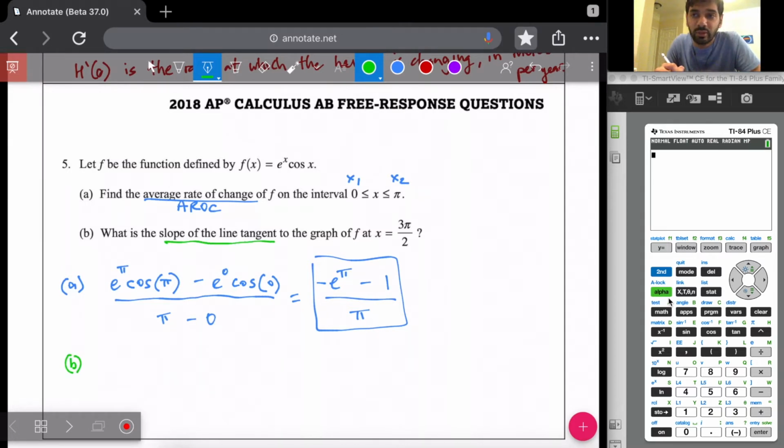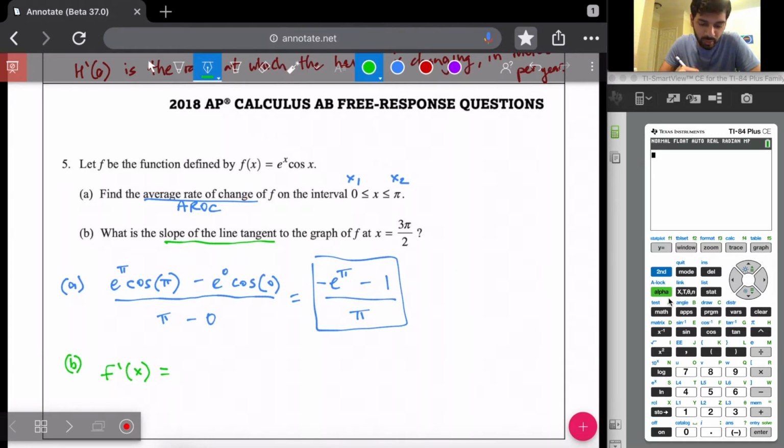All right, tangent, if you look on your study guide, I drew that the tangent line touches the graph at one point. That's IROC, instantaneous rate of change. So we want to find f prime of 3 pi over 2, which is asking us to plug in 3 pi over 2, and the slope of the tangent line would be f prime. So we need to find the derivative here.